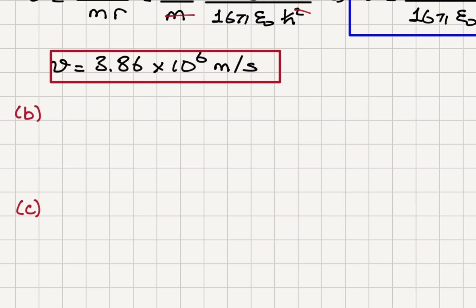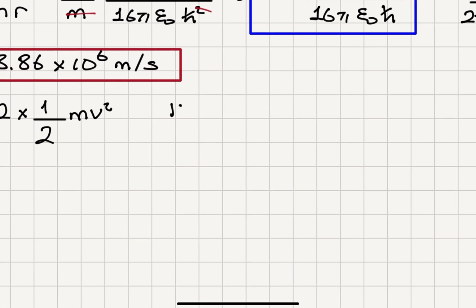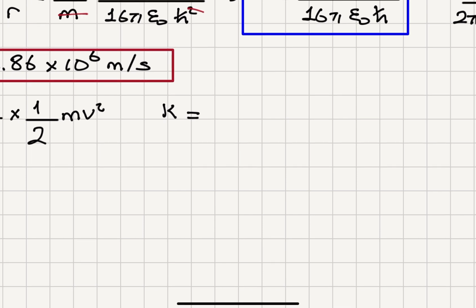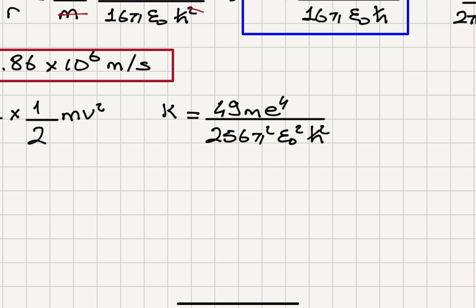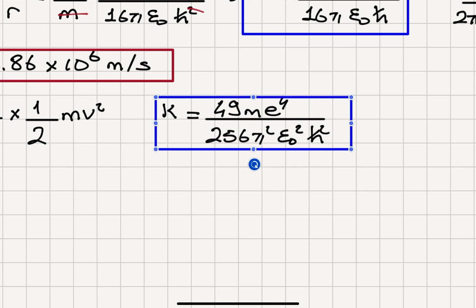Now, since I know the orbital speed, I have 2 electrons. The total kinetic energy will be twice 1 over 2 m v squared. They each have the same orbital speed. So this will be K is equal to m v squared. So it's 49 m e to the 4th power divided by 256 pi squared epsilon 0 squared h bar squared. That's the total kinetic energy.